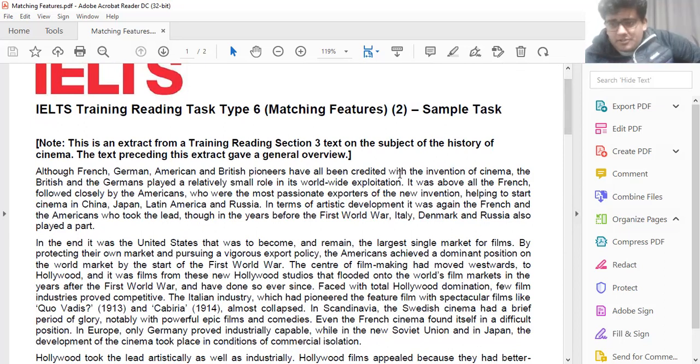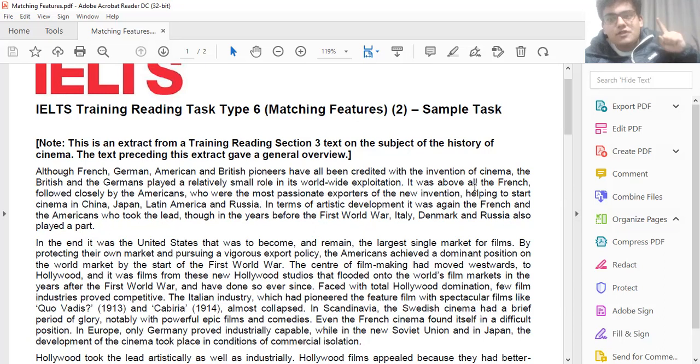I'm just going to move my cursor so you basically know which line I'm currently reading from. I'm right now at the first paragraph. All the French, American, German, and British pioneers have all been credited with the invention of cinema. The British and the Germans played a relatively small role in its worldwide exploitation. It was above all the French.